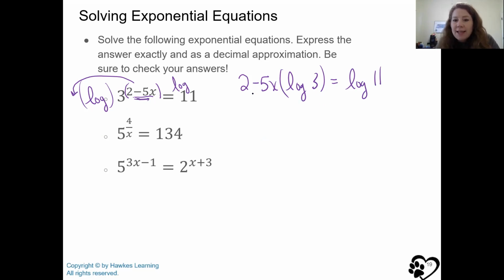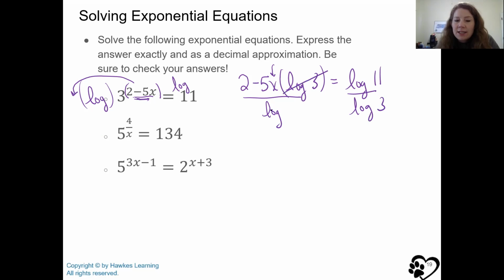So now that I've done that, I want to solve for x. I want to get rid of everything that's on the side of x. This whole side is being multiplied by the log of 3. So how do I get rid of times the log of 3? I'm going to divide both sides by the log of 3.